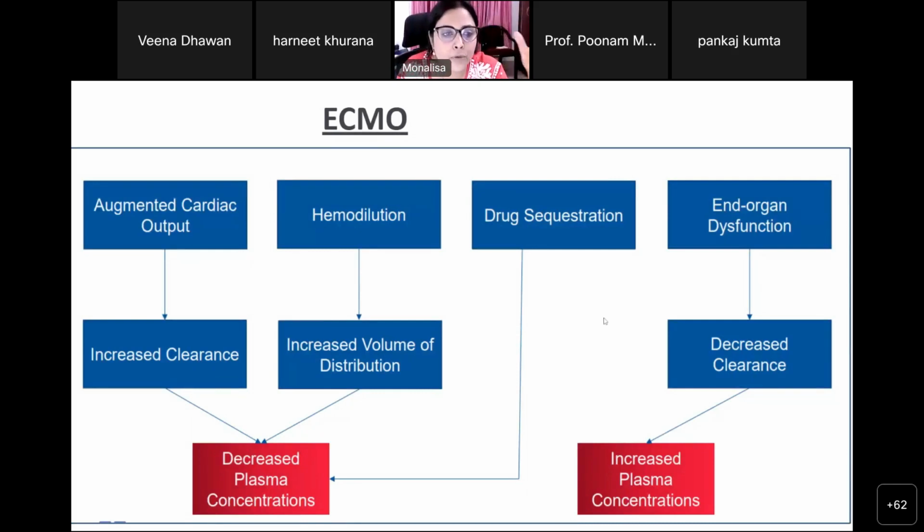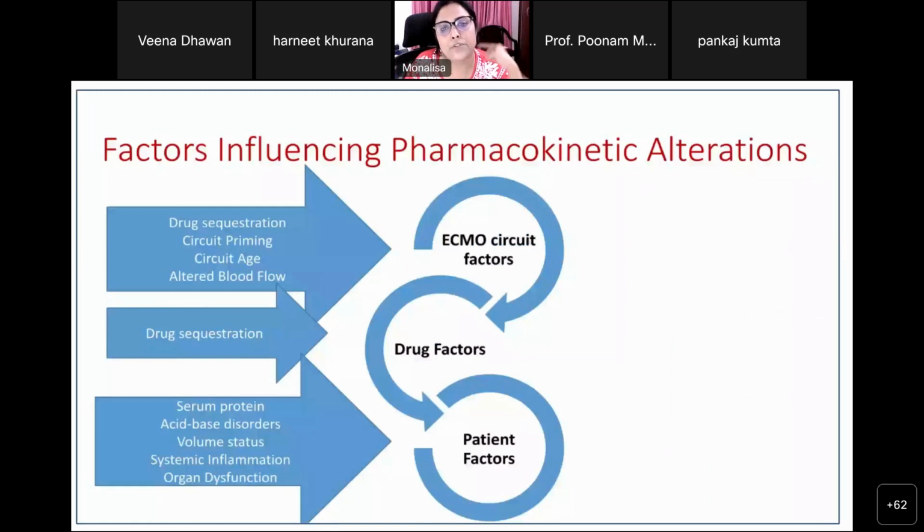Now, after understanding the pathophysiology of ECMO and critical illness, and what it does to your body, what factors do we need to keep in mind? These are the factors which are going to influence the pharmacokinetics of the drugs you're going to give to the patient: ECMO-related factors, drug-related factors, and patient-related factors.